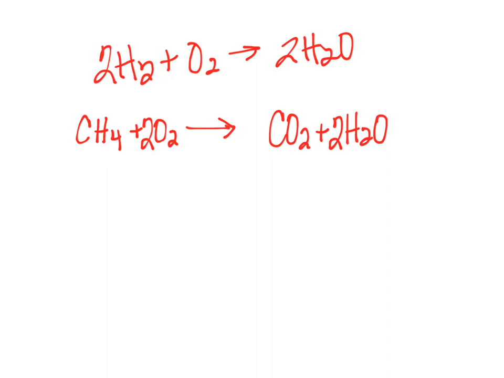So step 1. Step 2 says we need to identify our knowns and our unknowns. How many moles of water vapor are produced under the combustion of 4 moles of methane? So I need to put a question mark underneath water. That's my question mark. I have that. Everything else I can ignore. Start with what you're given. We are given the one that has the number with it: 4 moles of CH4.